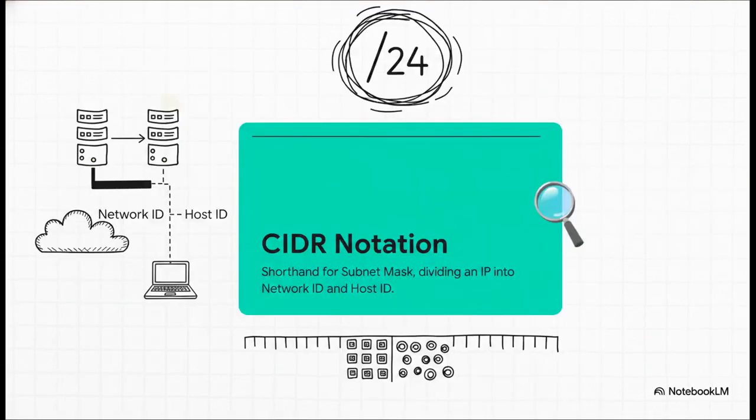Now, to easily figure out which part of an IP address represents the overarching network and which part is the specific device, engineers use subnetting. CIDR notation, like writing a /24 at the end of an IP, is really just a clean shorthand to carve up that address space. It tells the router exactly where the network ID ends and the host ID begins.